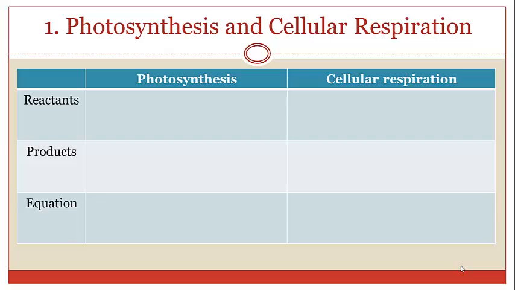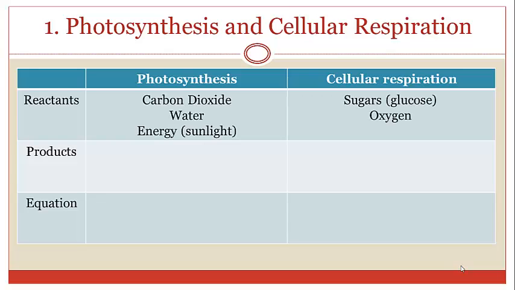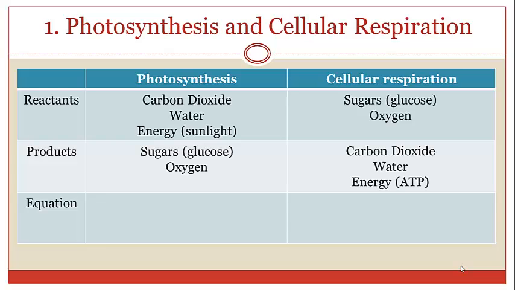The first question asks us to complete a table about photosynthesis and cellular respiration. So the reactants for photosynthesis are going to be carbon dioxide, water, and energy in the form of sunlight. For cellular respiration, the reactants are sugars, specifically glucose, and oxygen. For photosynthesis, the products that we make are sugars, specifically glucose, and oxygen. And for cellular respiration, what we make is carbon dioxide, water, and energy, this time in the form of ATP.